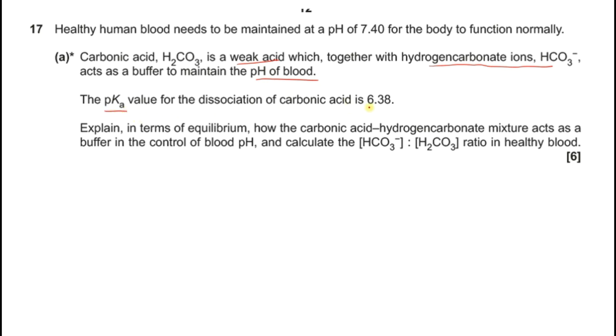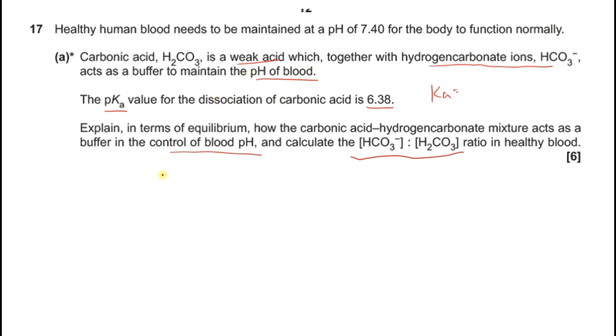The pKa value of the carbonic acid is given. So from this we can actually work out Ka, right? Explain in terms of equilibrium how the carbonic acid, hydrogen carbonate mixture acts as a buffer in the control of blood pH, and calculate the ratio of the ion to the acid in healthy blood. So it's a 2-part question. So let's deal with how it acts as a buffer first.